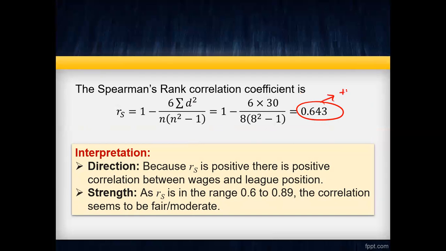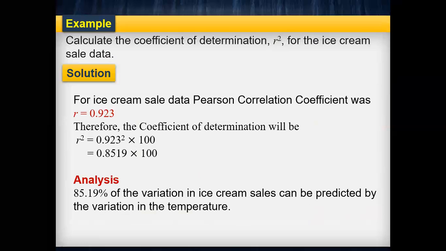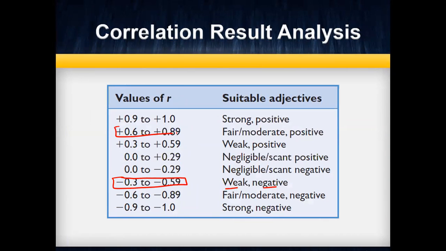First thing is there is a positive relationship between x and y, meaning more wage, more good position you will get. Okay, meaning high salaries are associated with high positions, meaning good positions. Second thing is this relationship is moderate. Okay, because this falls here in this category around 0.6. So fair, moderate, positive.